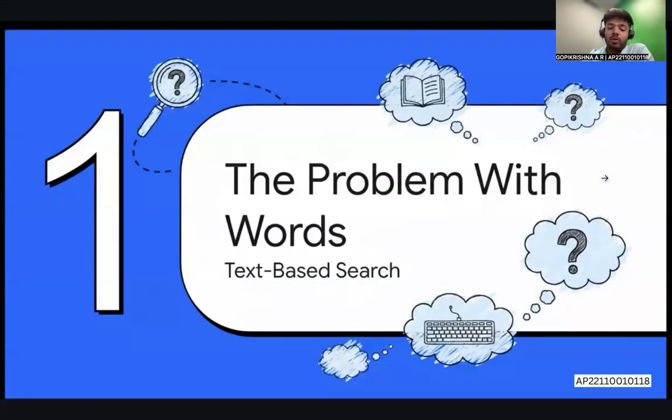So let's talk about the problem with words. For the longest time, the only way to find an image was by using keywords and tags. This is what we call text-based information retrieval, or text-based retrieval. But this whole approach has a really big fundamental flaw built right into it. So let's have a look at that.